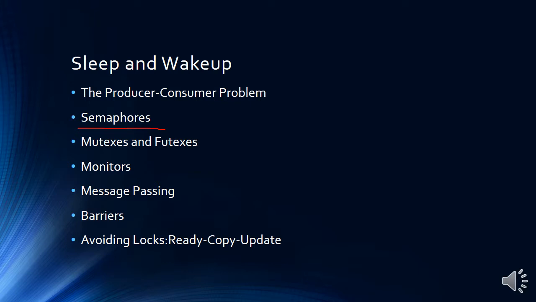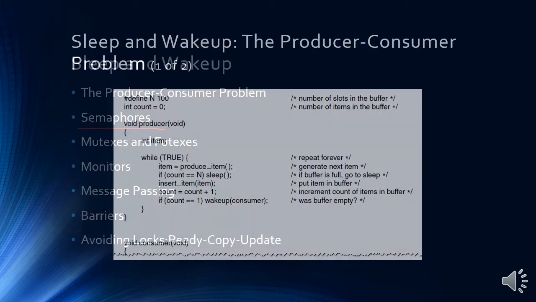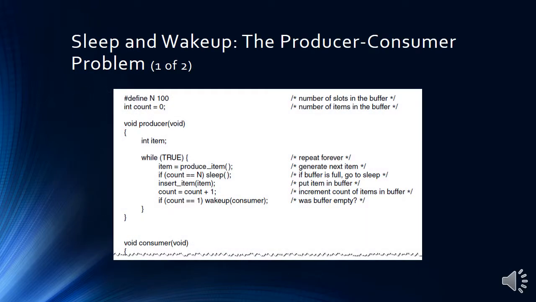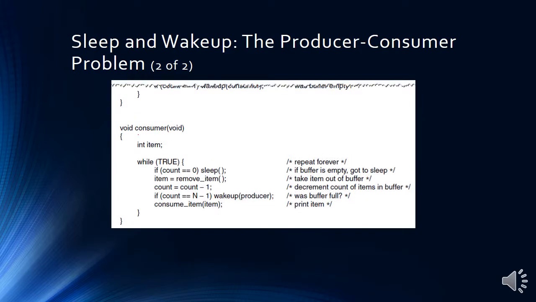As an example of how these primitives can be used, let us consider the producer-consumer problem. It is also known as the bounded buffer problem. Two processes share a common fixed-size buffer. One of them, the producer, puts information into the buffer. And then, of course, we have the other one, the consumer, which takes the information out.